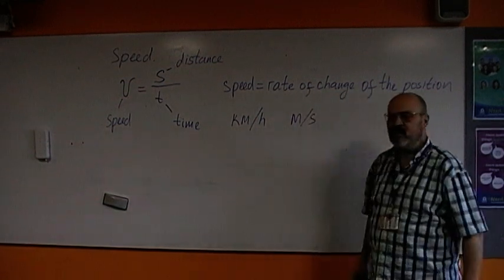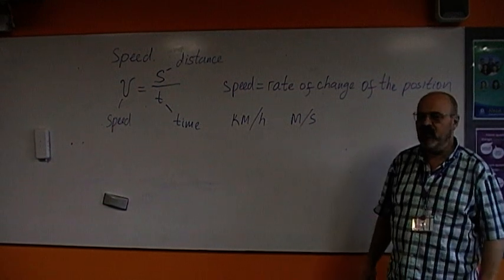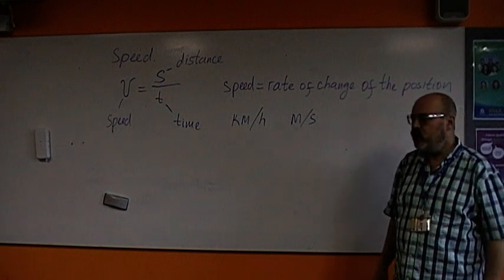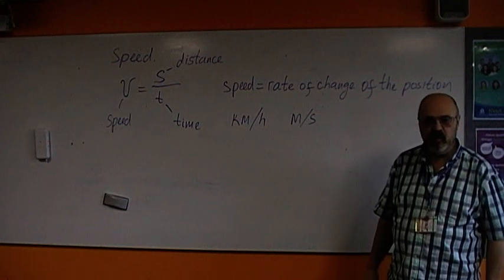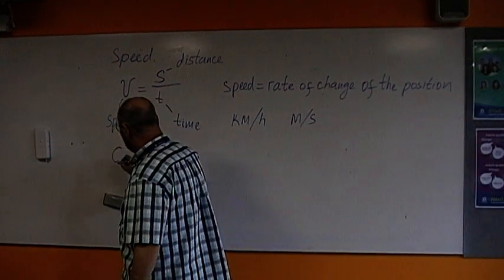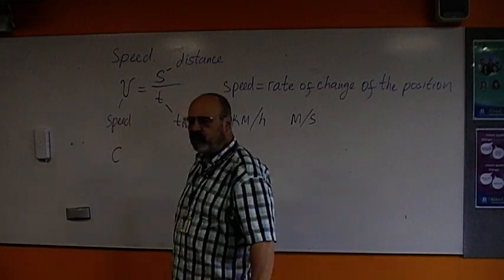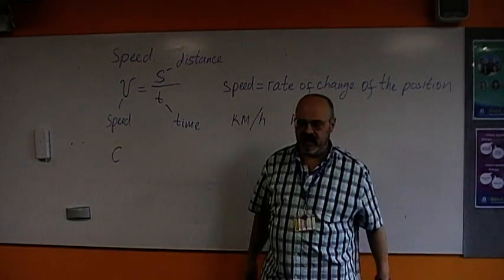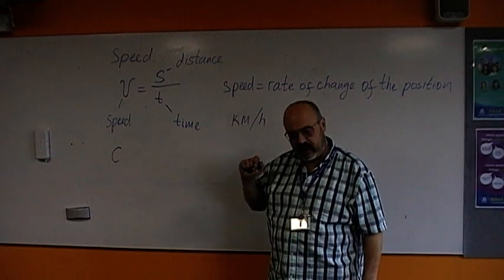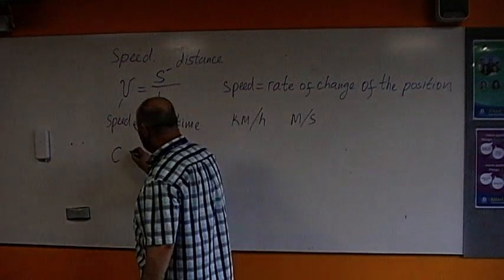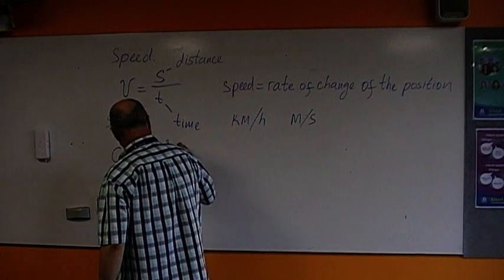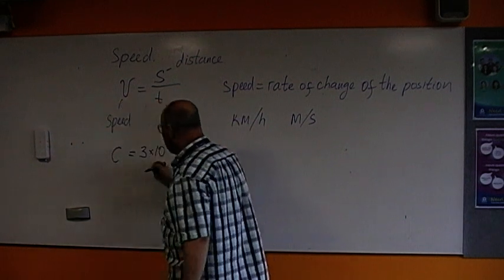As was mentioned, the speed of light is the highest possible speed in the universe that any object can move with, and it has a special notation because it's special. Even if something has mass, it cannot go with the speed of light. It can come close, but not exactly. And it equals 3 times 10 to the power of 8 meters per second.